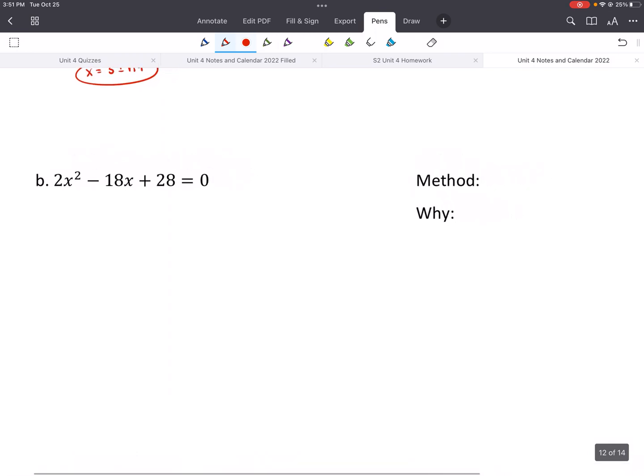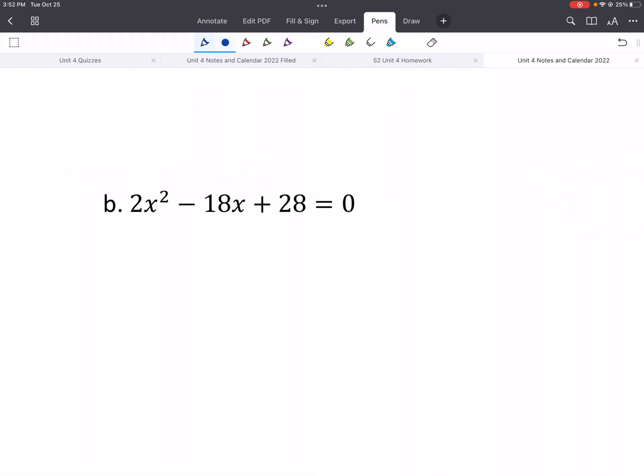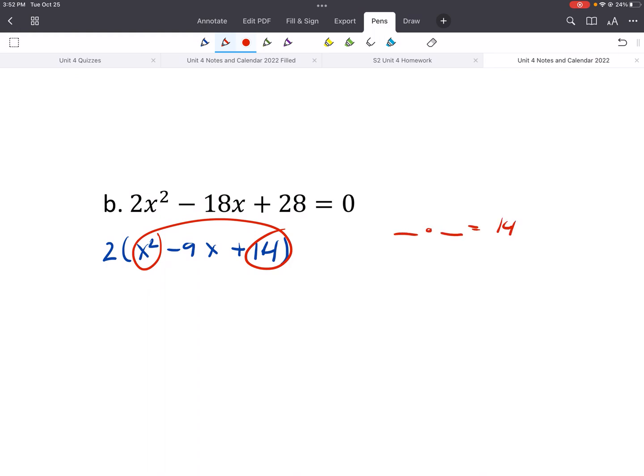So this one we must be able to factor. So let's just see if we can factor it. Alright, so if we factor, make sure we take out the greatest common factor first. So 2x squared minus 9x plus 14. And it looks like we'll be able to use the shortcut, which is nice. So it needs to multiply to 14 and add to give you negative 9. Okay, so I think that maybe negative 2 and negative 7 could work. So we'd have x minus 2 and x minus 7.